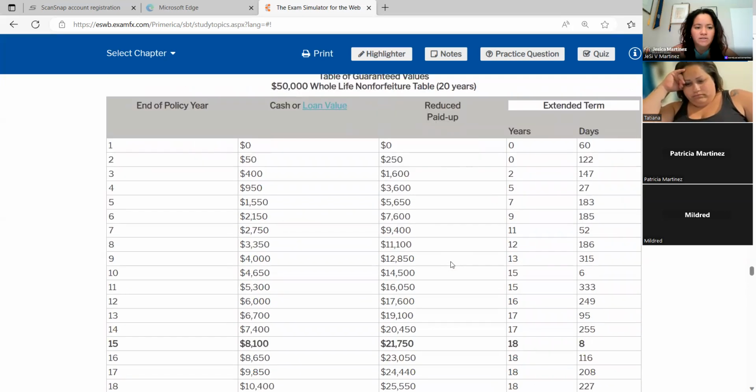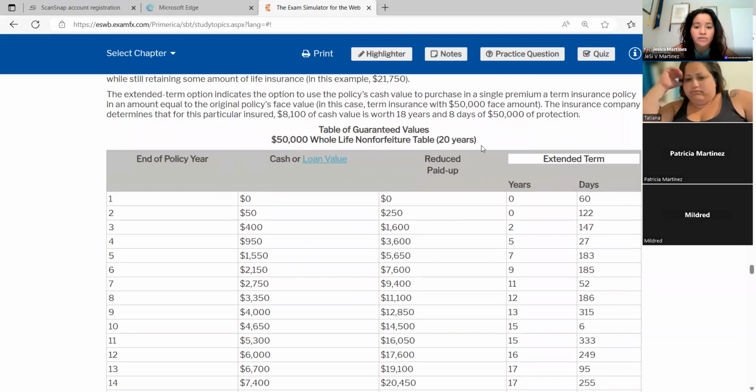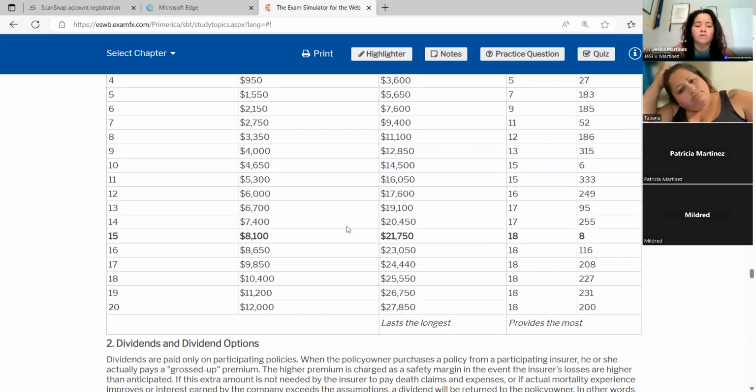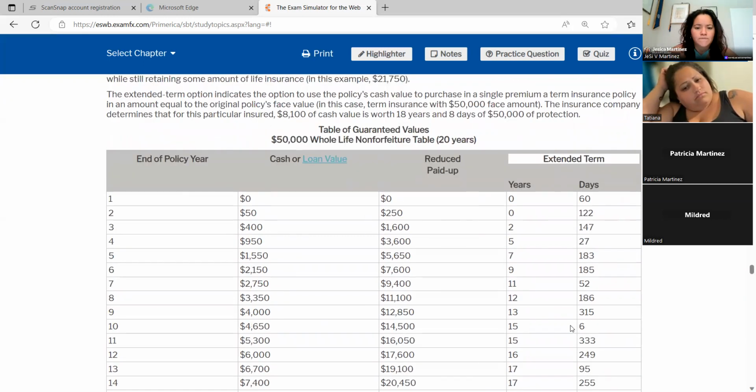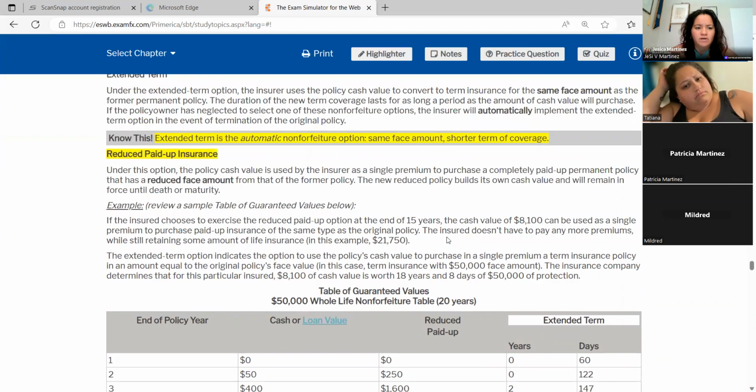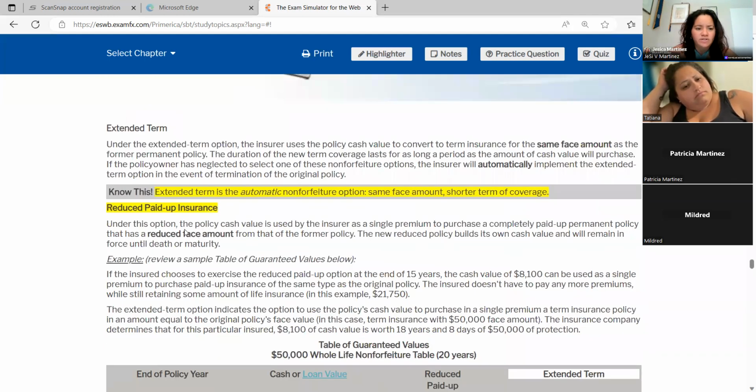Let's check this little table. Extended $50,000 whole life non-forfeiture table for 20 years, which is always included. Cash or loan value, reduced paid-up. Let me read that one again. Under this option, the policy cash value is used by the insurer as a single premium to purchase a completely paid-up permanent policy. The new reduced policy.